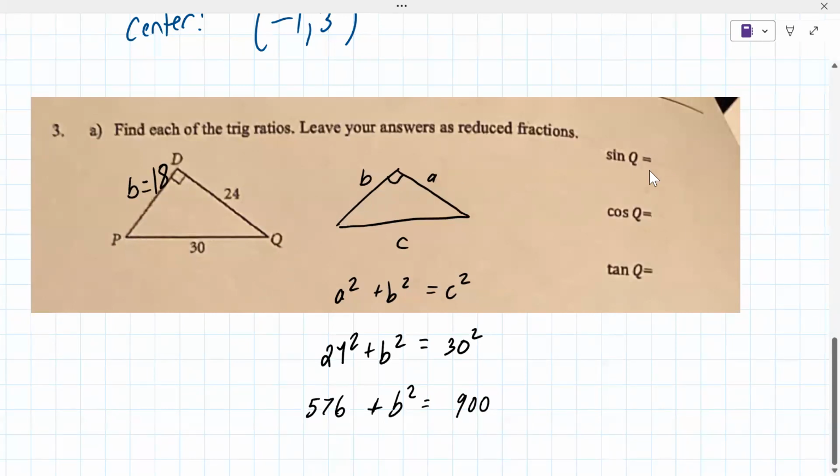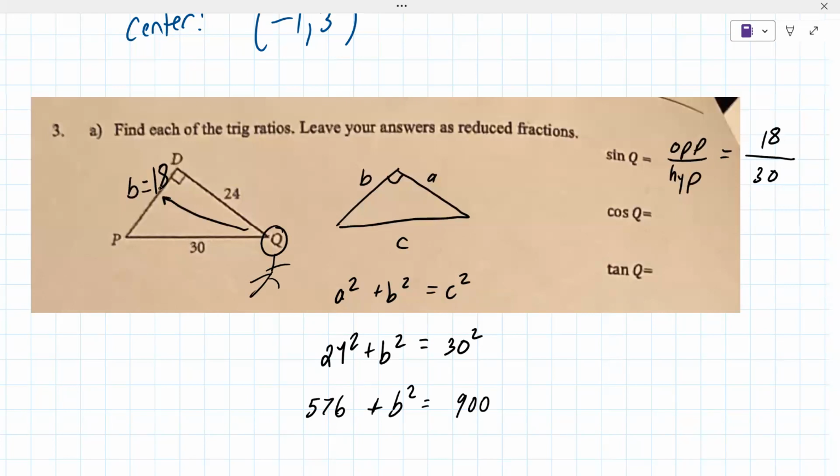You've got sine of Q, cosine of Q, tangent of Q. So Q is right over here. It's always good to kind of figure out where you are. If you recall, sine is opposite over hypotenuse, and it's opposite of where you're at. So if we're looking from the Q perspective, 18 is opposite, the hypotenuse is 30, and you do have to reduce this fraction. That would be 3/5. Yes.